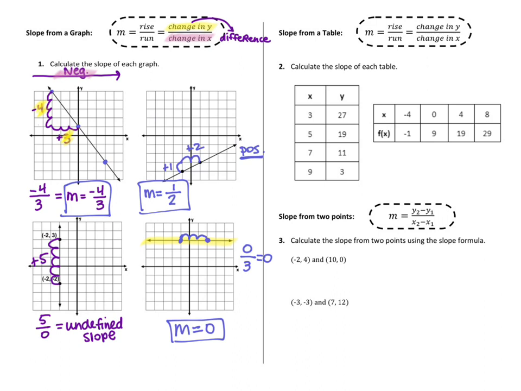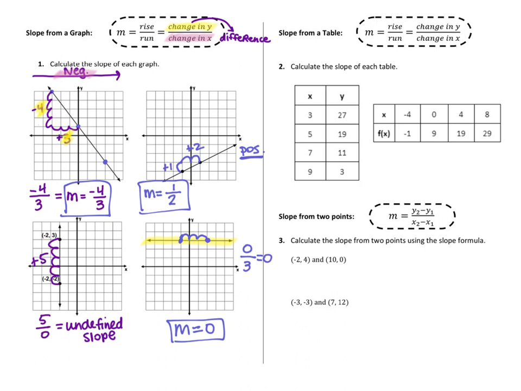Now let's review slope from a table. Remember that slope is m, it's rise over run, but it's also the change or the difference in y divided by the difference in x. When we say rise over run, we're meaning rise divided by run. The change in y divided by the change in x. That's what that division line means, okay?